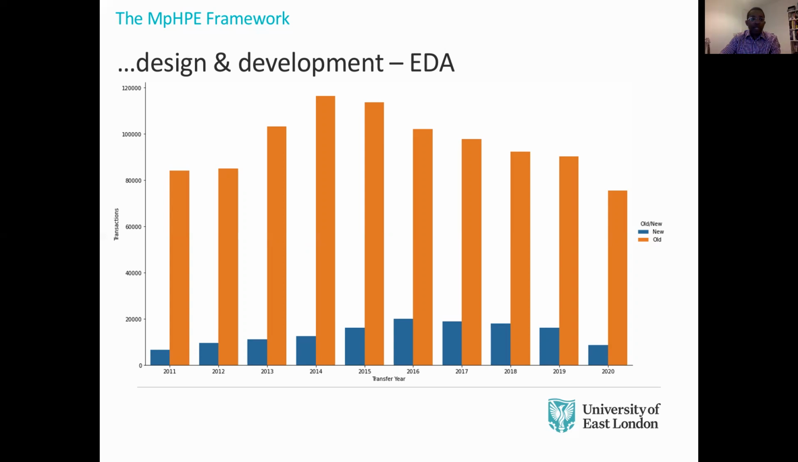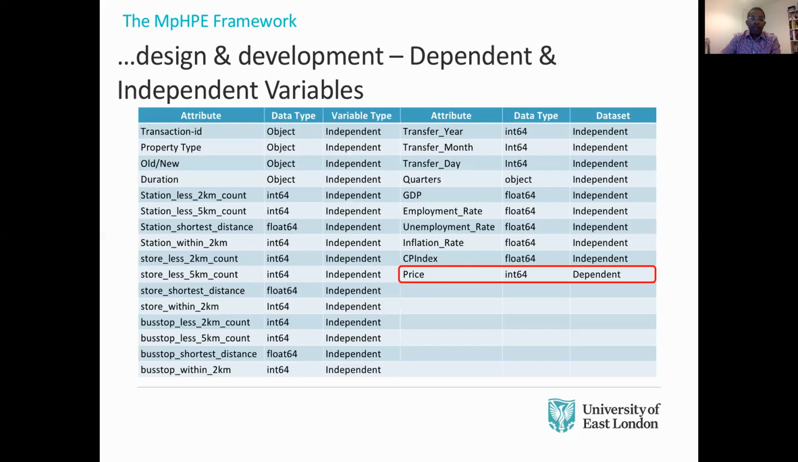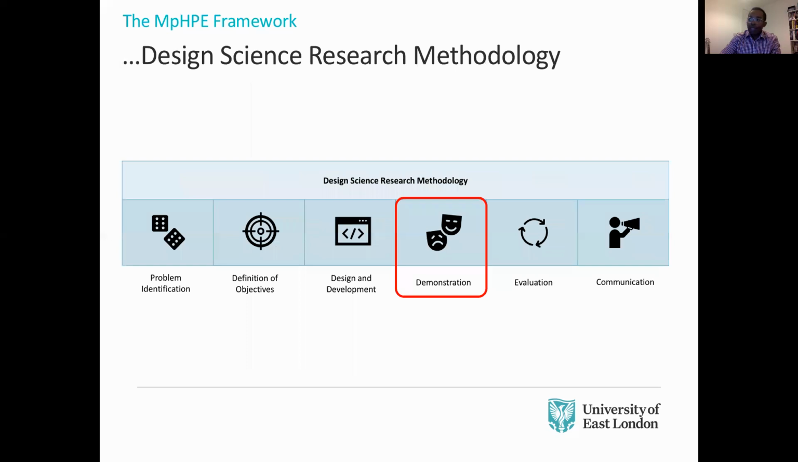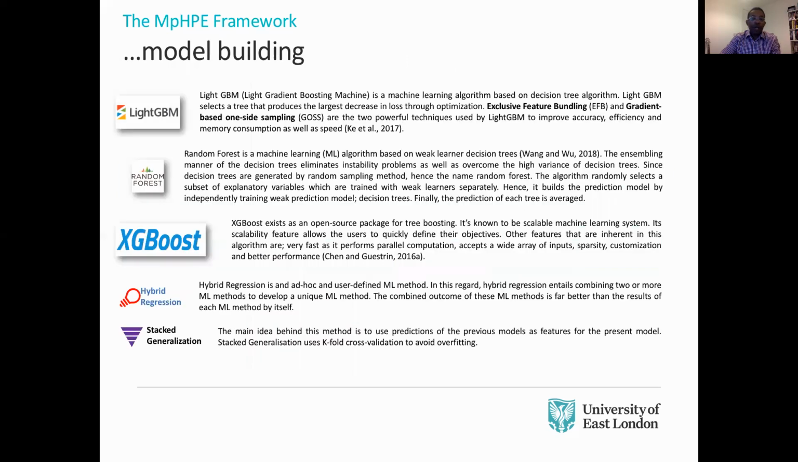I will not be going into the details of the data preprocessing. However, after data preprocessing, what you see on screen is the final set of variables or parameters that are used in the modeling. In the demonstration stage, I go into the modeling. 5 different algorithms were considered, like GBM, random forest, XGBoost, hybrid regression, and stacked generalization. And these are being considered for different reasons based on their capabilities.